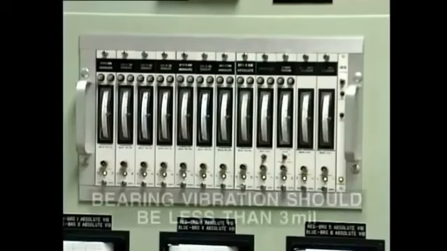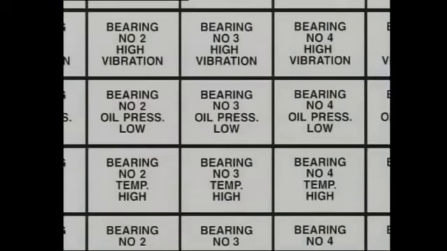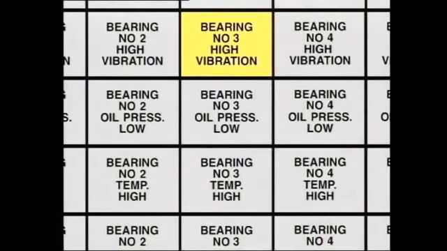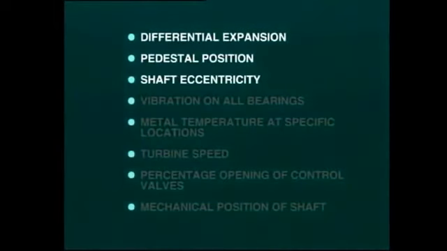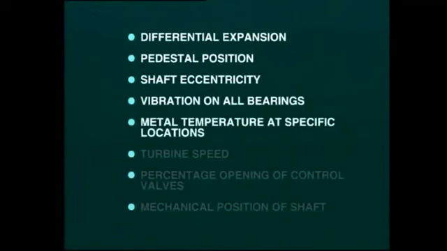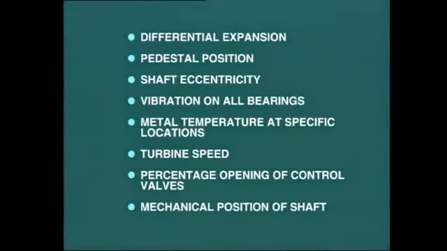In very general terms, the magnitude of bearing vibration should be less than 3 mil. In many machines, an alarm will be enunciated if any bearing vibration exceeds 5 mil. Most of the monitoring equipment we have discussed in this segment forms part of the turbine supervisory equipment. Commonly, this includes the following information: differential expansion, pedestal position, shaft eccentricity, vibration on all bearings, metal temperature at specific locations, turbine speed, percentage opening of control valves, and mechanical position of the shaft.